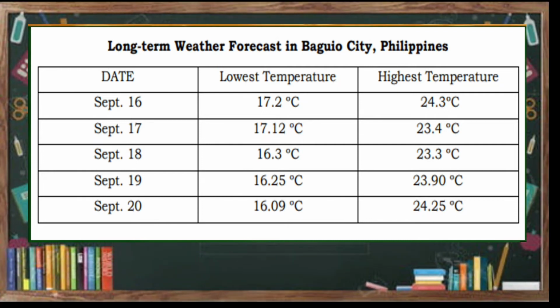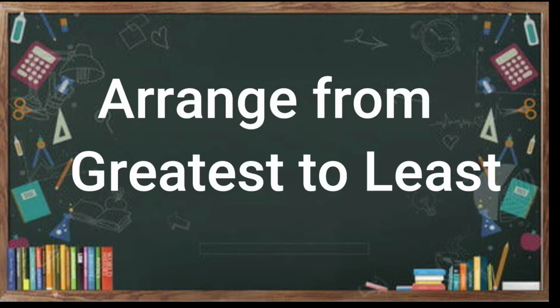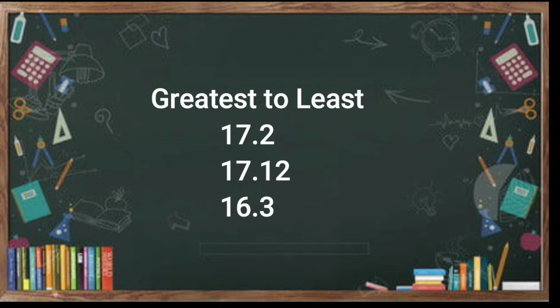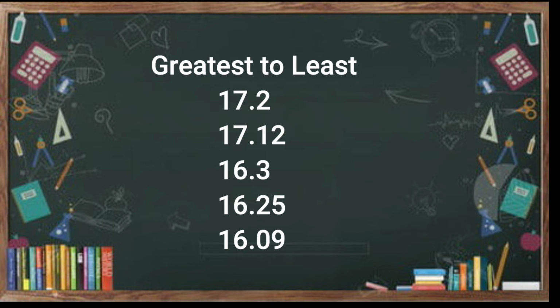Since we are done comparing, let us proceed in putting it in order. From greatest to least, first is 17 and 2/10. Second is 17 and 12/100. Third is 16 and 3/10. Next is 16 and 25/100. And last is 16 and 9/100. So, that is from greatest to least.